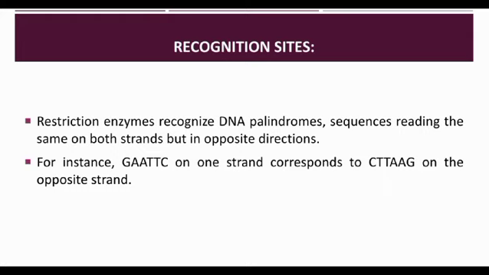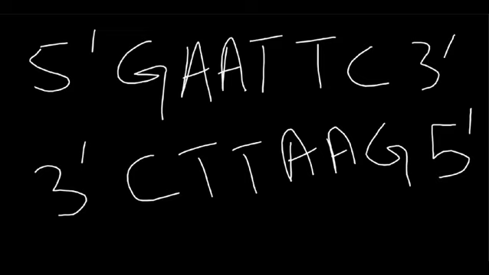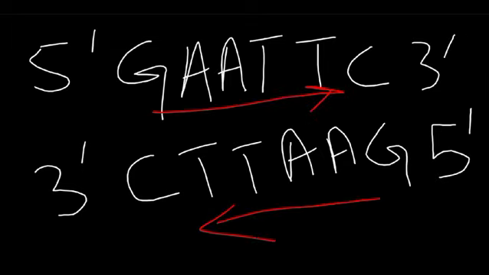Next is the recognition site for restriction enzymes. Restriction enzymes recognize DNA palindromes or palindromic sequences. These are sequences that read the same on both strands but in opposite directions. For example, GAATTC on one strand is similar to CTTAAG on the other strand when read in opposite directions.